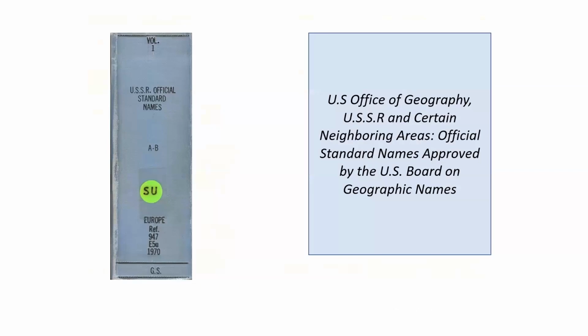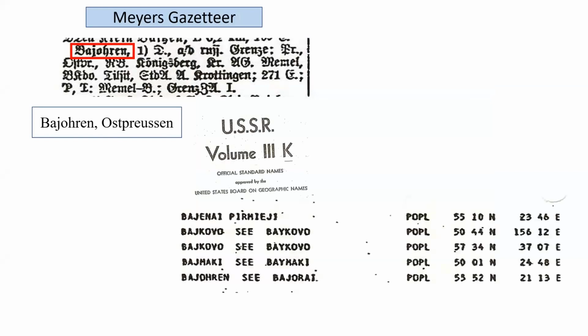This U.S. resource is used to determine the modern Russian locality names of former German places. It is from the Central Prussian province of East Prussia that became a part of Russia after World War II. This is the Myers Gazetteer entry for the locality of Bajoran in Ostpreußen or East Prussia. Looking at Bajoran using the U.S.